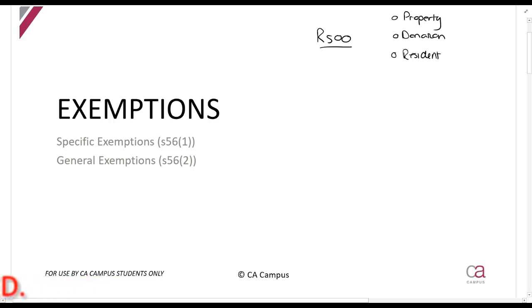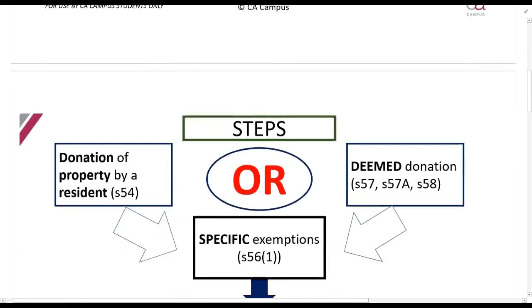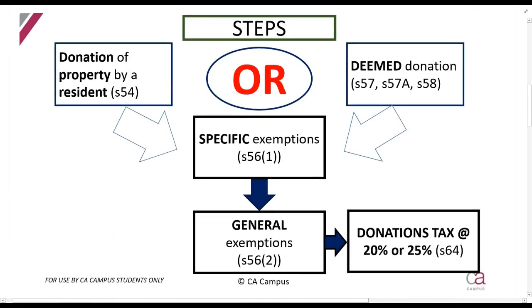So we get two types of exemptions. We get specific exemptions and general exemptions. Specific exemptions in section 56.1, general exemptions section 56.2. They are both very, very important. Here are the steps that I want you to follow when you're looking at donations tax.